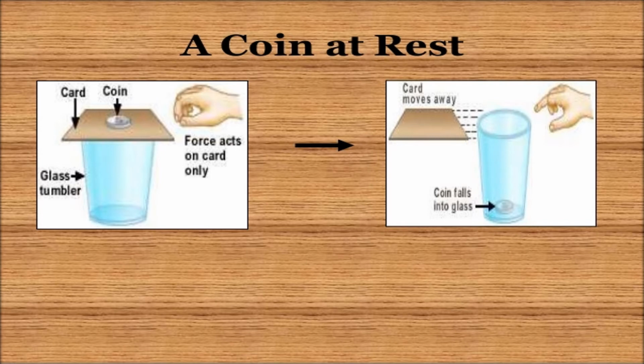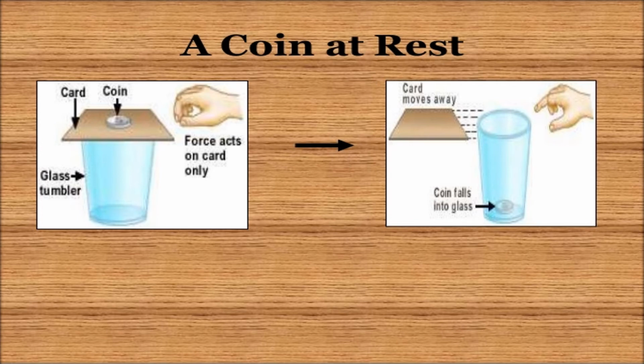Here you can see another example of the first law of motion. You place a tumbler and then place a cardboard upon it, as you can see in figure 1, and then place a coin upon them. Now you pull the cardboard very fast, and when you pull the cardboard you can see that the coin falls down into the glass, as you can see in the second image.